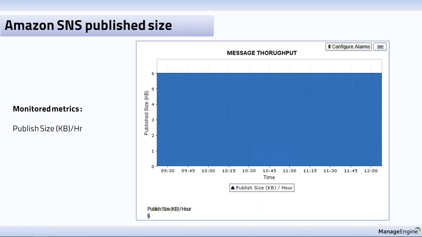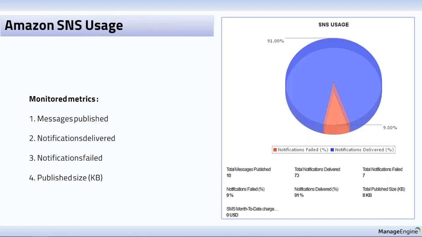Up next, we will see Amazon Simple Notification Service. This helps a user identify the overall message throughput and the total number of messages that have been published per KB per hour. Added to this, we also monitor the overall messages that have been published, and for whichever message that has been published, a notification would have been delivered. At the same time, there would be certain notifications which would have failed. And we determine all this information along with the published size of each and individual message.